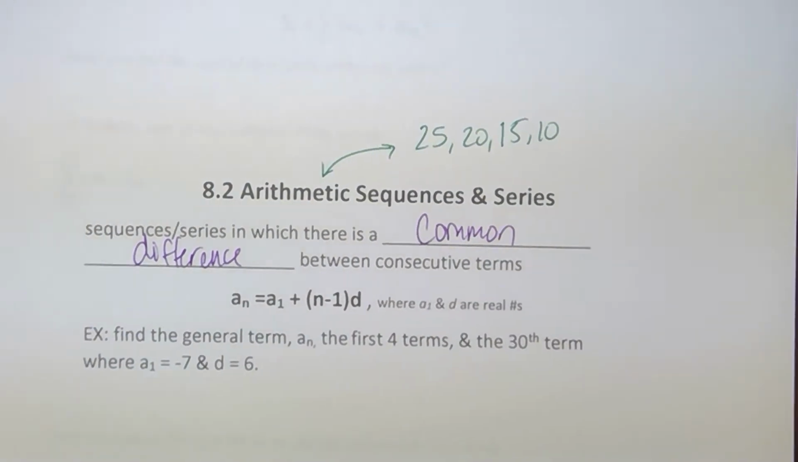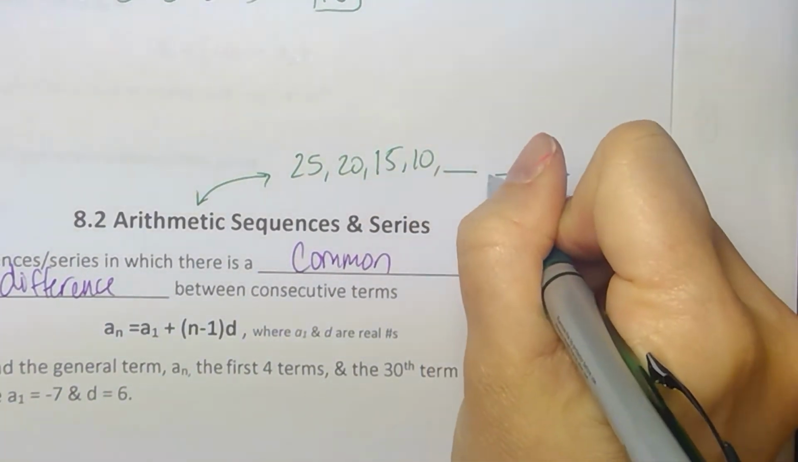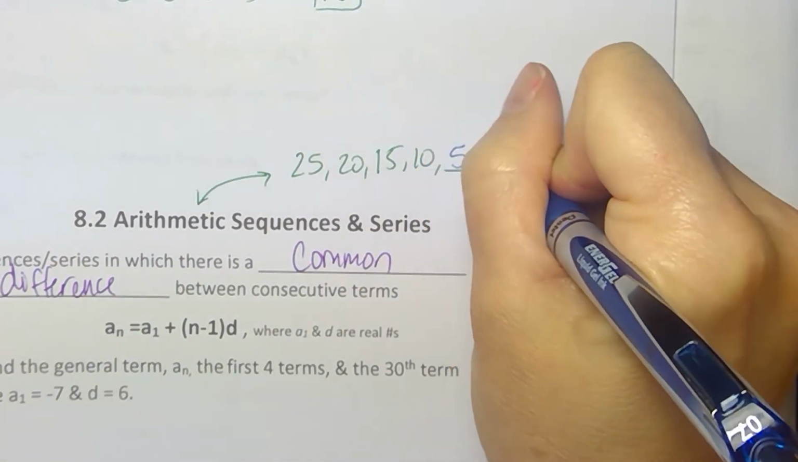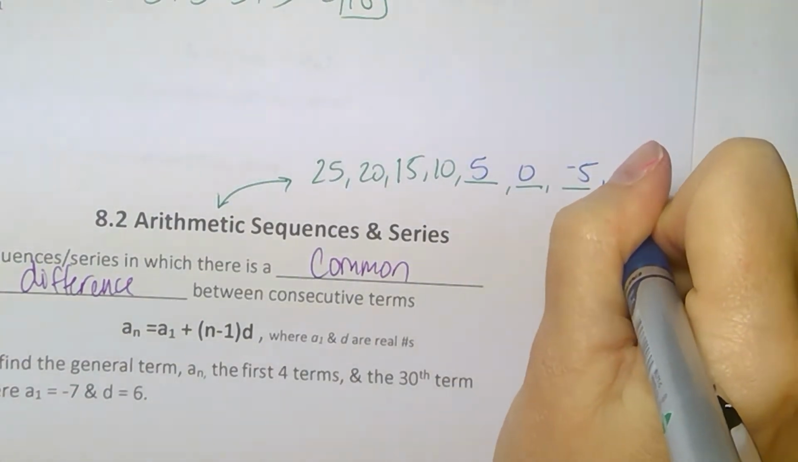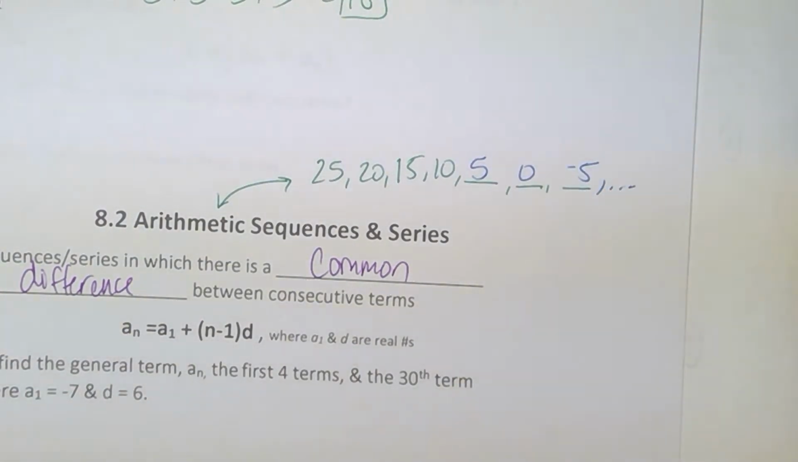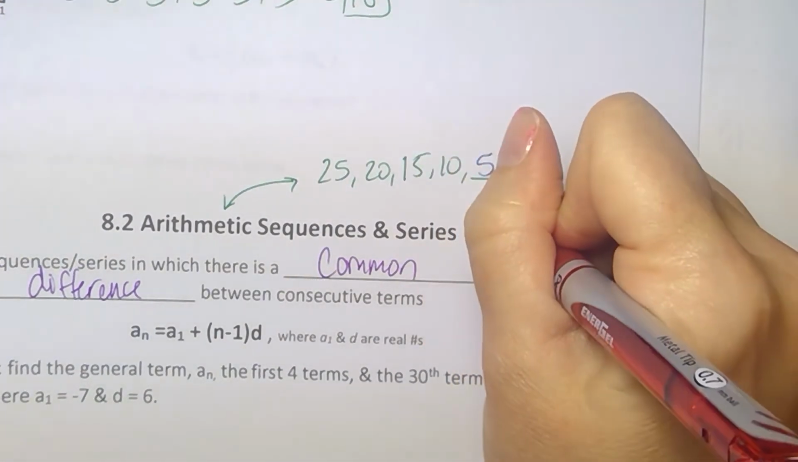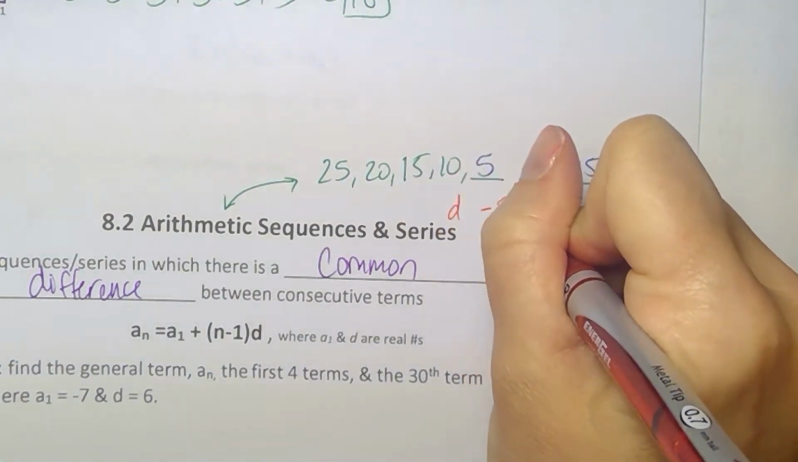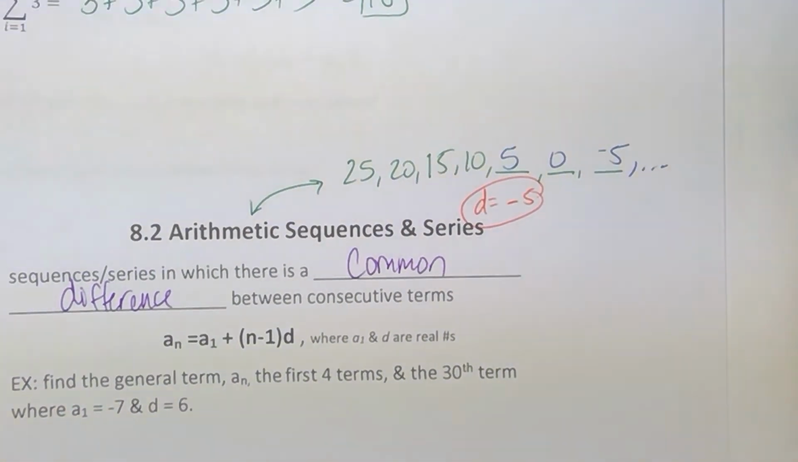Well, what would be next in that arithmetic sequence? If I'm looking for my next 3 terms, well, it would be 5, 0, -5, and then I could just keep going, right? This could be an infinite sequence. I know it's arithmetic because I have a common difference between every consecutive term. I am adding a -5, or I'm just subtracting 5. So my difference between each term is -5 here.